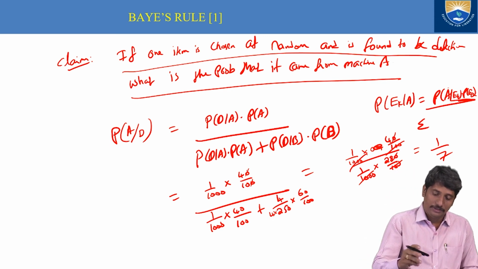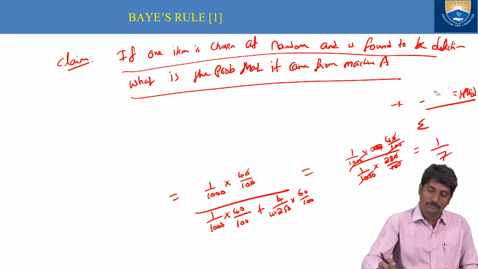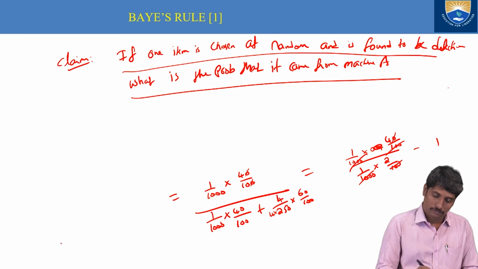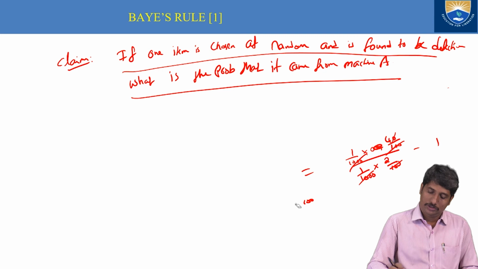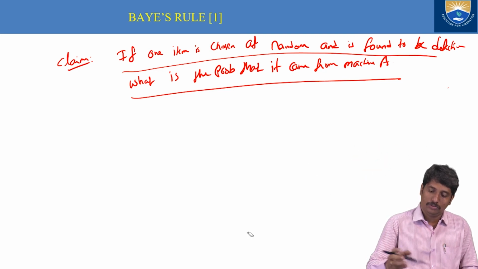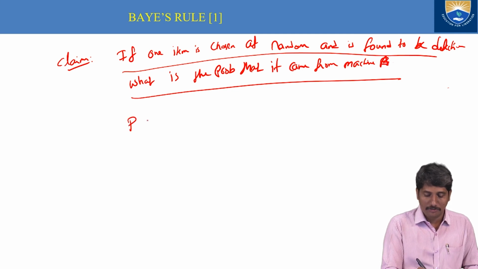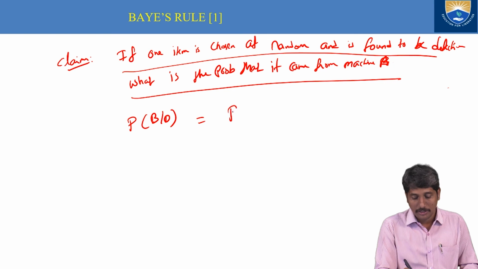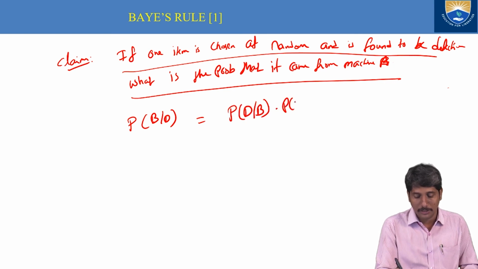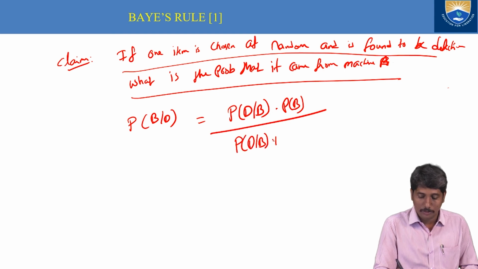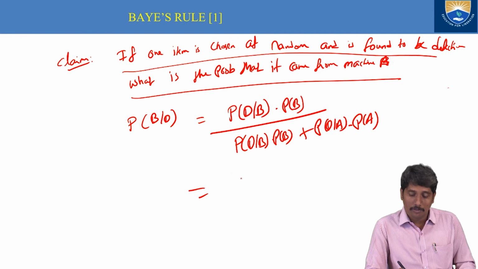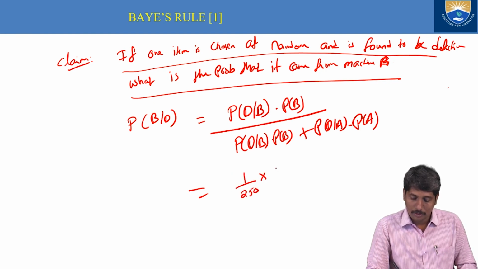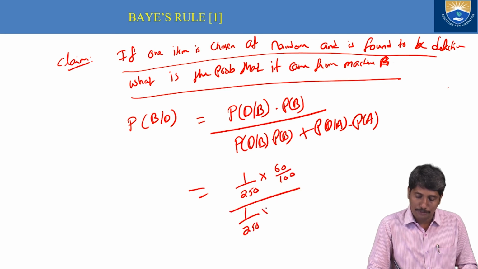In the same way, if you change the question to the defective bolt is manufactured by B, it will be P of B given D. That means if you pick a defective bolt, what is the probability that it is manufactured by machine B? Then the Bayes' law formula will be P of D by B into P of B, divided by P of D by B into P of B plus P of D by A into P of A. Now, what is P of D by B? It is 1 by 250 into 60 by 100, and for A it is 1 by 1000 into 40 by 100.